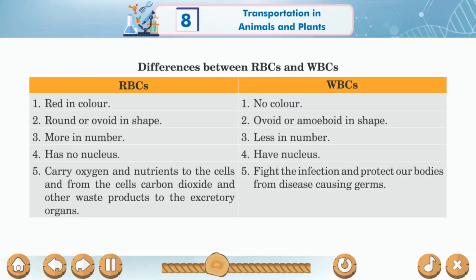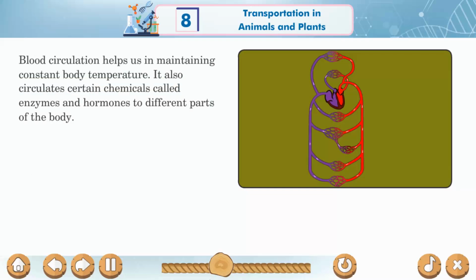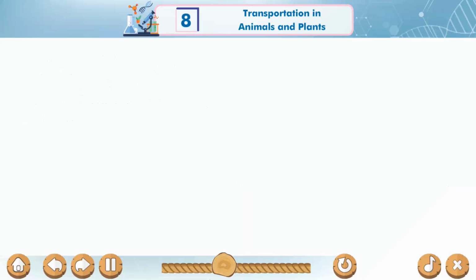WBCs. 1. No color. 2. Ovoid or amoeboid in shape. 3. Less in number. 4. Have nucleus. 5. Fight the infection and protect our bodies from disease-causing germs. Blood circulation helps us in maintaining constant body temperature. It also circulates certain chemicals called enzymes and hormones to different parts of the body.